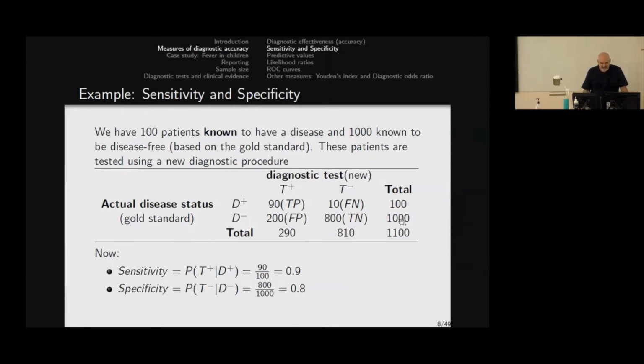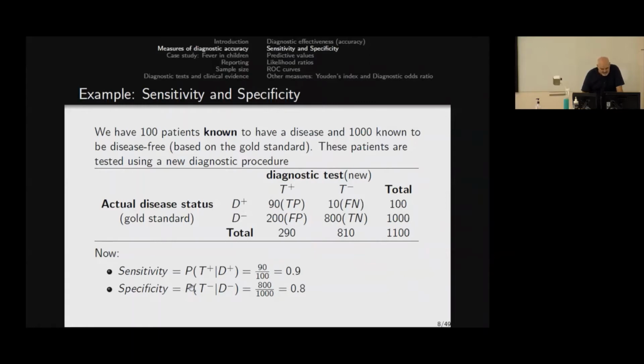Now, our sensitivity is the true positives over everybody who had the disease. So we correctly classified 90 people with the disease. We said 90 people had the disease who truly had the disease. So in this case, our sensitivity is 90% or 0.9, okay?